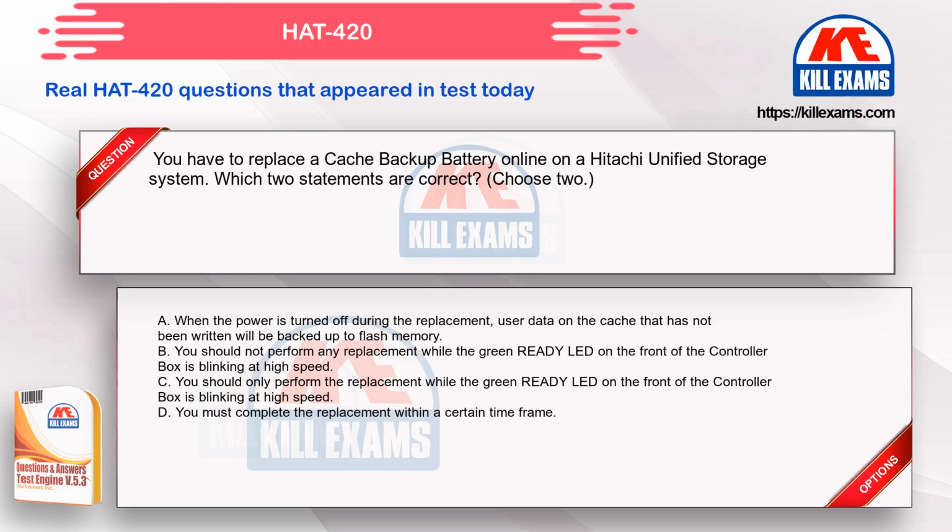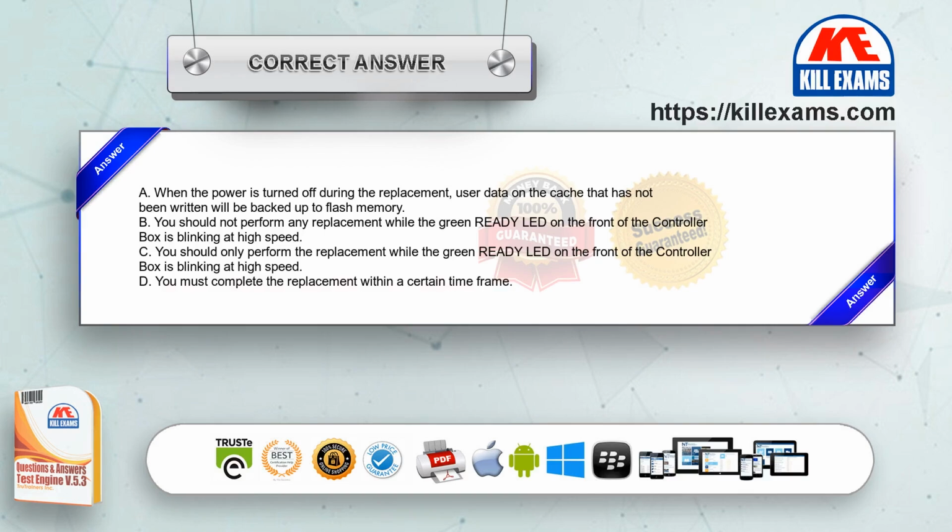You have to replace a cache backup battery online on a Hitachi Unified Storage System. Which 2 statements are correct? Choose 2. Option A. When the power is turned off during the replacement, user data on the cache that has not been written will be backed up to flash memory. Option B. You should not perform any replacement while the green ready LED on the front of the controller box is blinking at high speed. Option C. You should only perform the replacement while the green ready LED on the front of the controller box is blinking at high speed. Option D. You must complete the replacement within a certain time frame. The correct answer is option B, D.